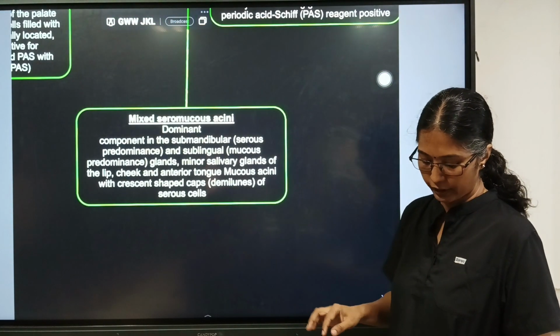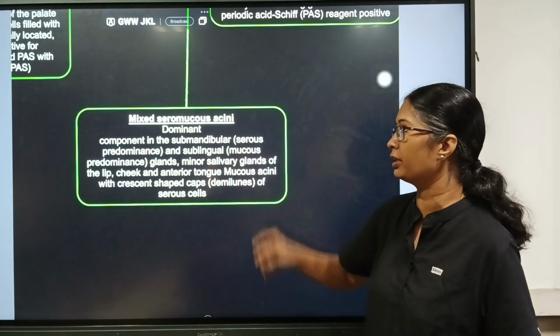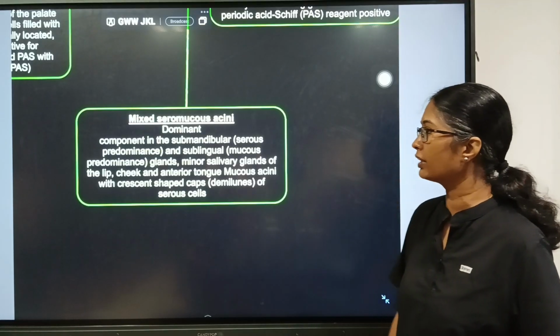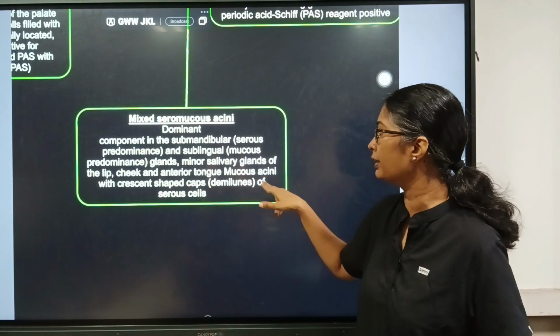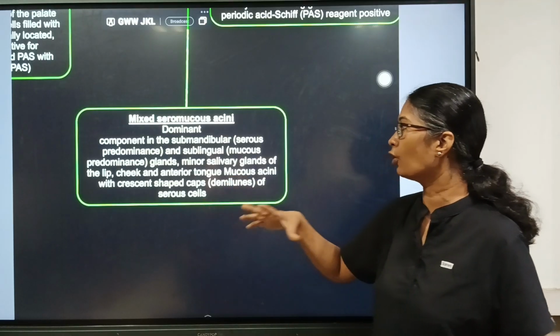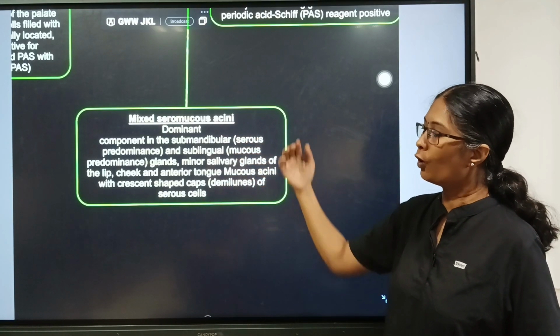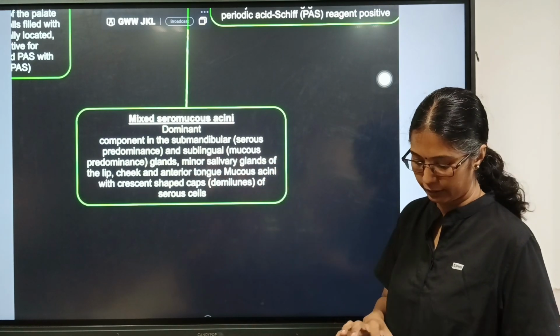The mixed seromucous acini are the dominant components of the submandibular and sublingual glands, and the minor salivary glands of the lip, cheek and anterior tongue. They have mucous acini with crescent-shaped demilunes of serous cells. Always this mixed seromucous acini will have a mucous acini on which the demilune of the serous cell will be present, as shown in the picture.